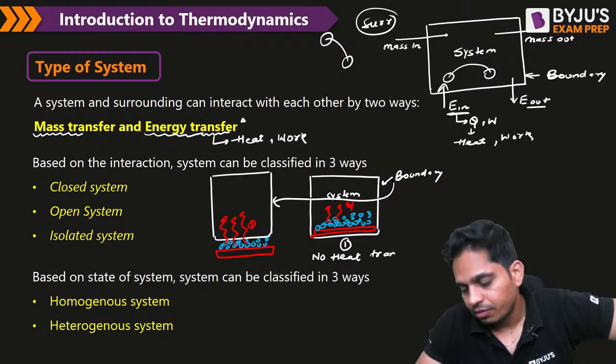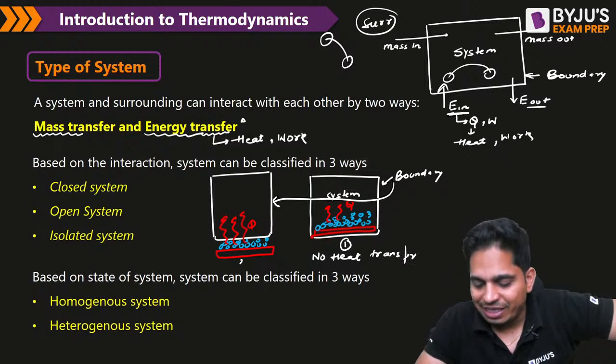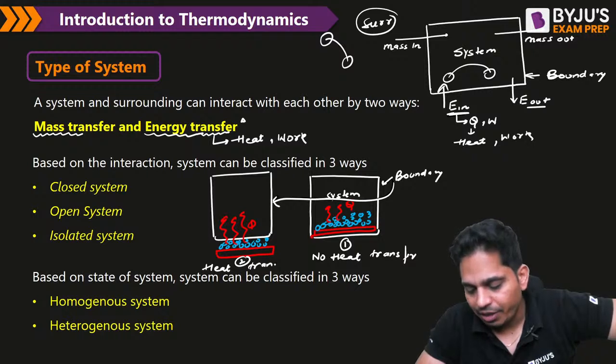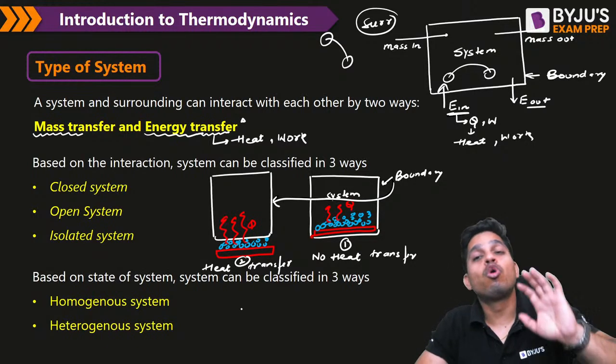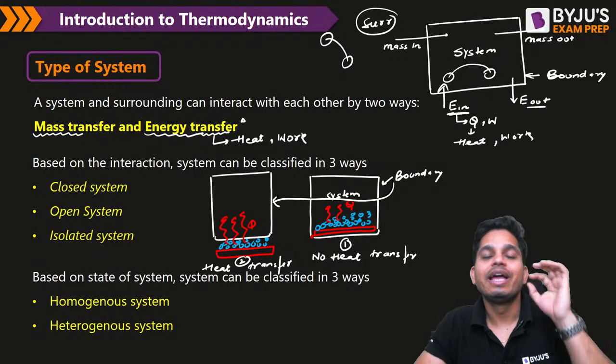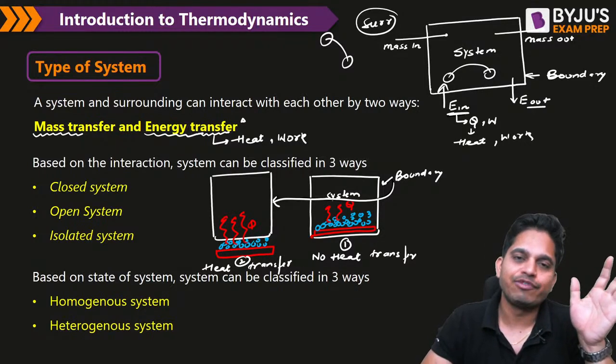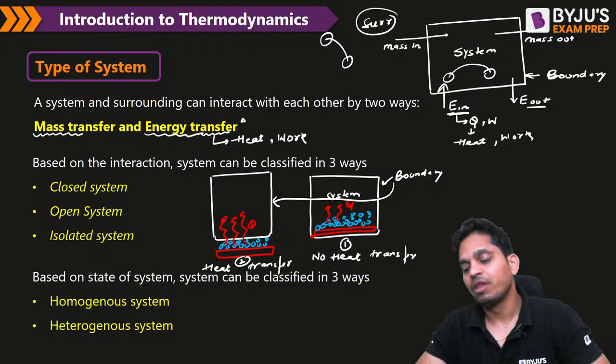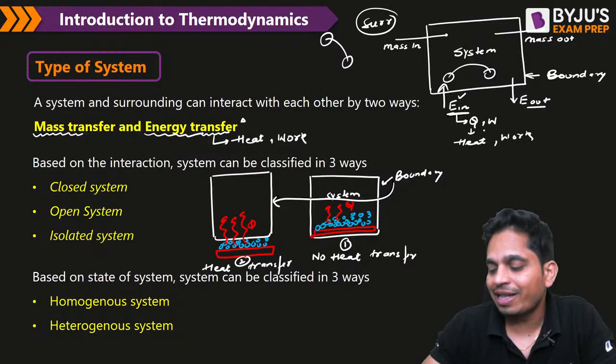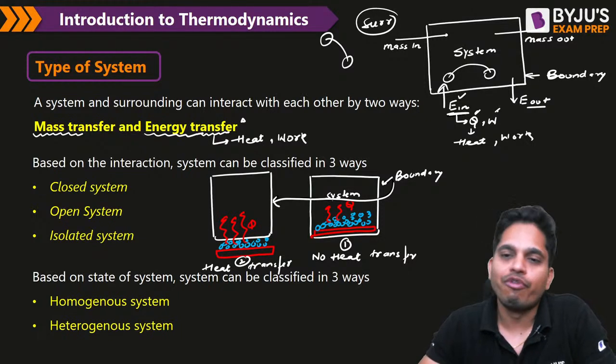But in this case, in the second case, heat is crossing the boundary. So you will say heat transfer is happening. So you always have to look at the system boundary. Is it crossing the system boundary? If it is crossing, yes, heat transfer is happening or energy transfer is happening. So this energy transfer can either take place in heat form or work form.